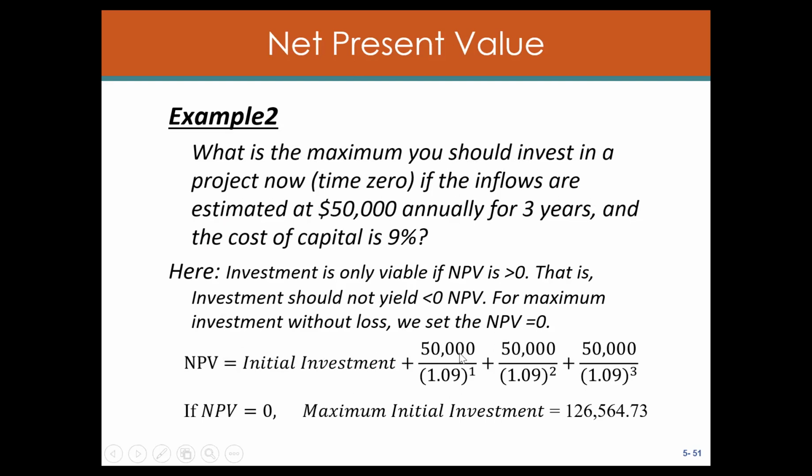Okay, so you take the cash flows 50, 50, 50, you discount at 9% to the power 1, 2, 3, right? Plus the initial investment, that is your net present value. So your maximum investment will be what? NPV is 0, you put the initial investment equal to the cash flows, that is a 0 NPV. And for that, if you add these, you get $126,564. This is the 0 NPV. This will give you 0 net present value.